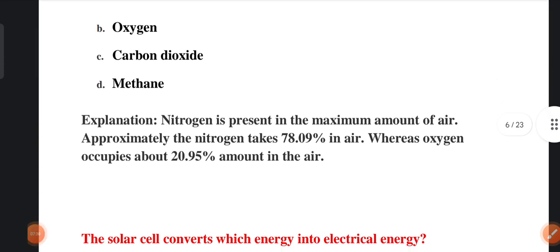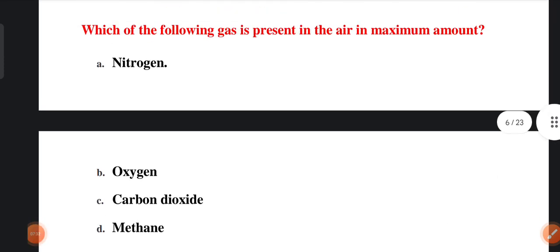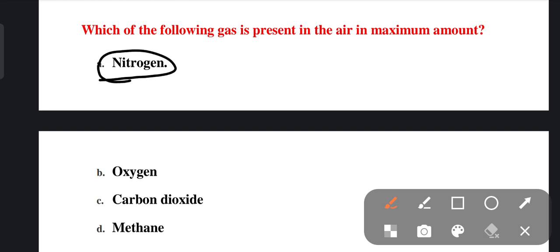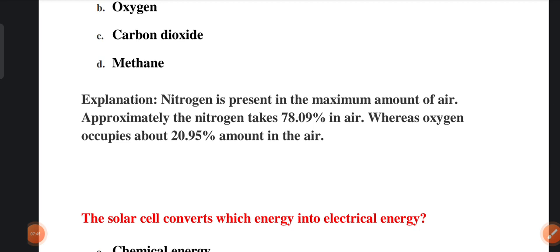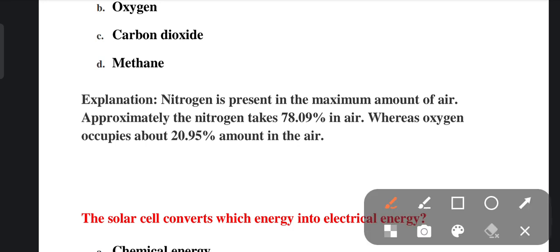Methane. So for this question, the right answer is nitrogen. The maximum amount of gas present in the air is nitrogen. So approximately nitrogen takes 78% in the air. So how much percentage of nitrogen will be present in air? That is 78%, whereas oxygen occupies 20% in the air.